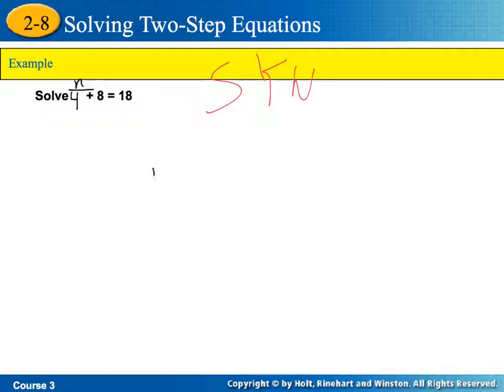All right, so we got n over 4 plus 8 equals 18. What do you have to do to get n all by itself? We want to isolate the variable, get it all by itself. How do we get rid of that? Well, subtract. Get rid of this 8. We don't like it. It's ugly. Get it out of there. Subtract 8 on both sides, and we're left with n over 4 equals 10.